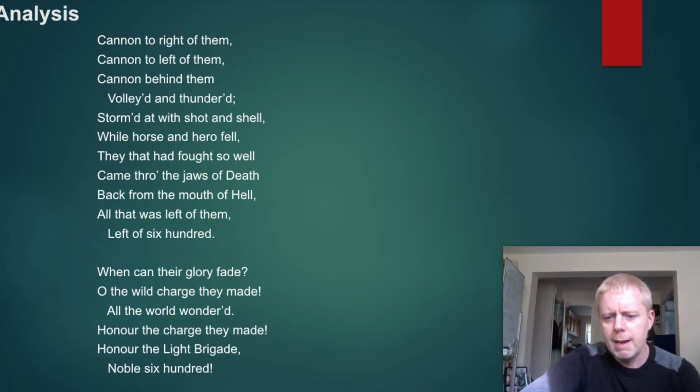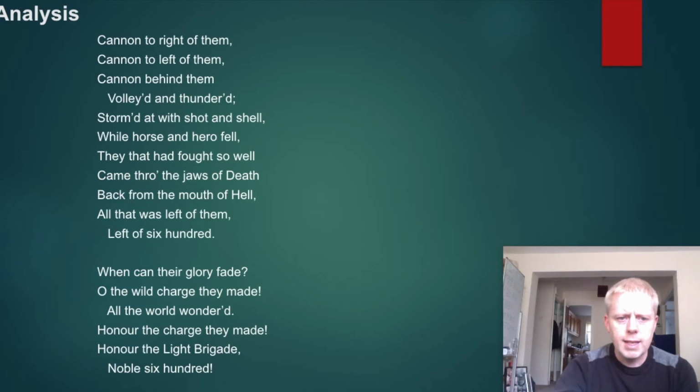So there's the feeling about the soldiers, the perception of them. They should be honoured because they were brave and courageous and noble. Cannon to right of them, cannon to left of them, cannon behind them, similar to the previous stanza with the repetition at the beginning and the end of the line.